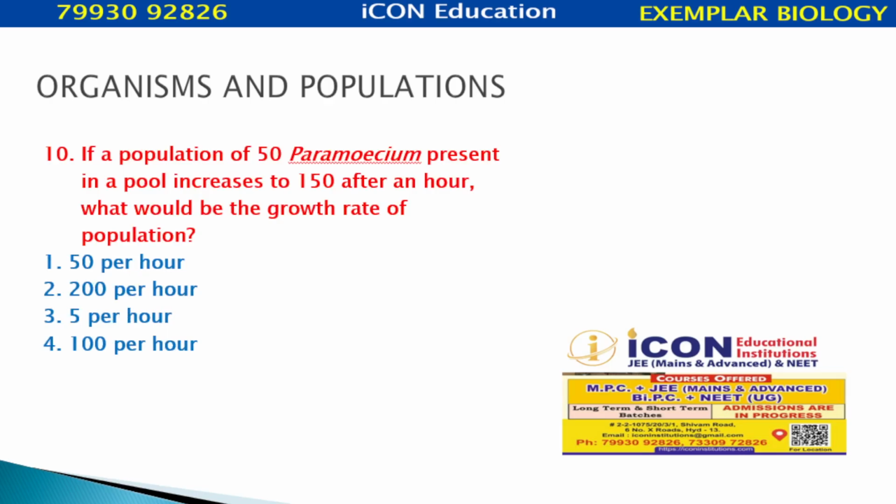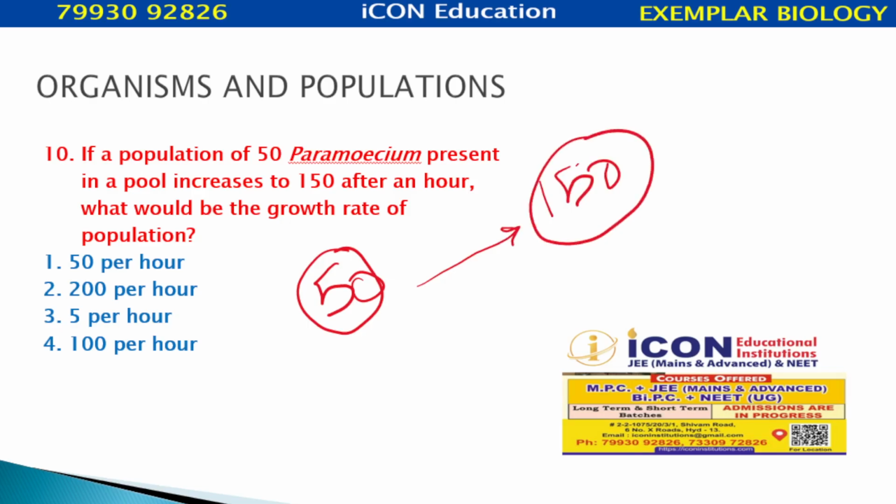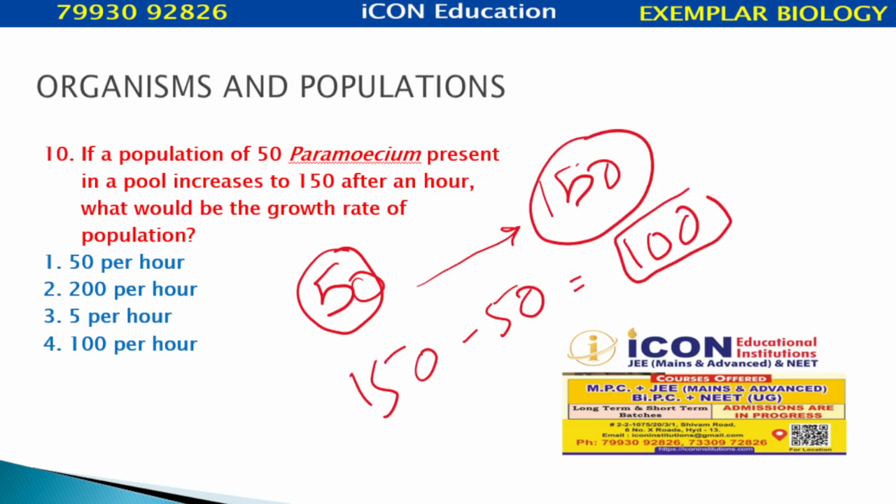If a population of 50 paramecium present in a pool increases to 150 after an hour, what would be the growth rate of the population? The previous population is given as 50. Now it has grown to 150. That means 150 minus 50, what is the growth? 100 have grown. The options are 50 per hour, 200 per hour, 5 per hour, 100 per hour. So, the answer is 100 per hour.